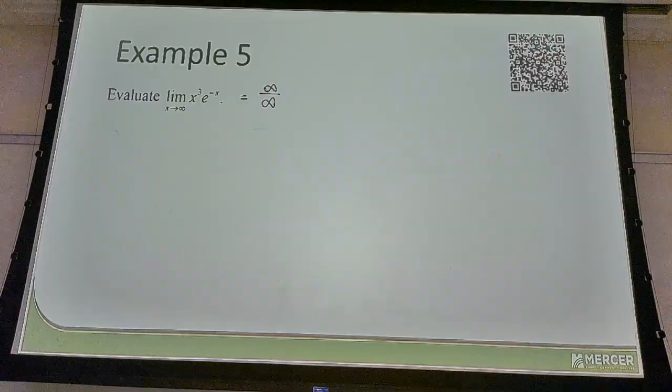It's e to the negative x. Again, you should be able to see what limit you're going to get before even doing it. It's 0. See, the x grows faster.